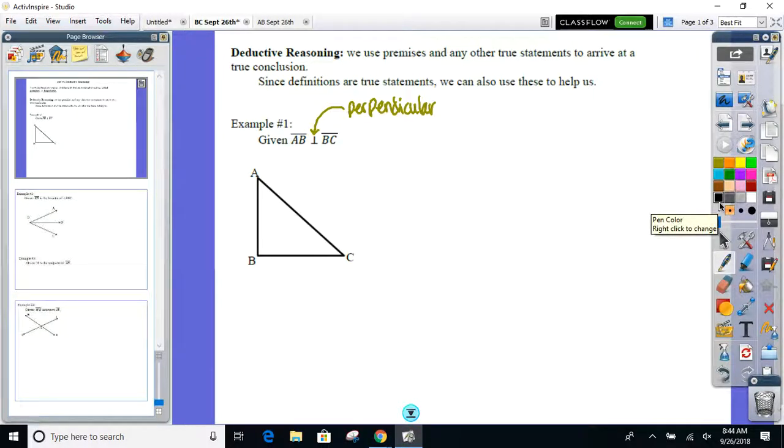Nope. That doesn't tell me they're congruent. We talked in Unit 1. I know that's what they gave me, but what do perpendicular lines do? This is why I showed everybody in Unit 1. Do you remember what perpendicular lines do?